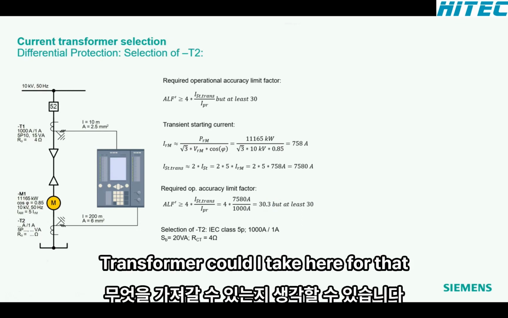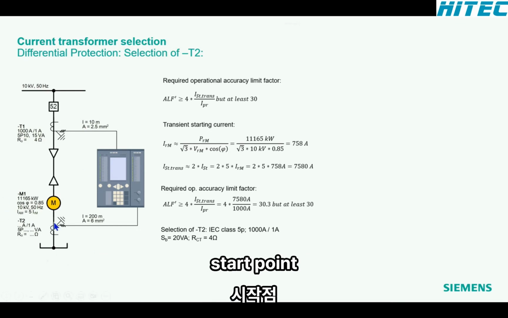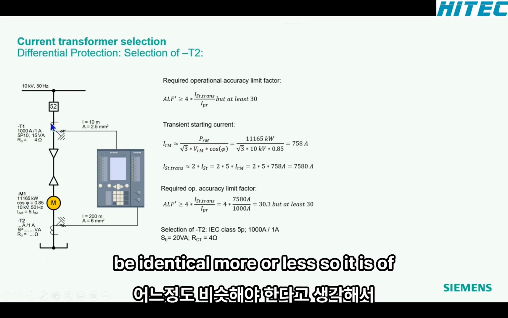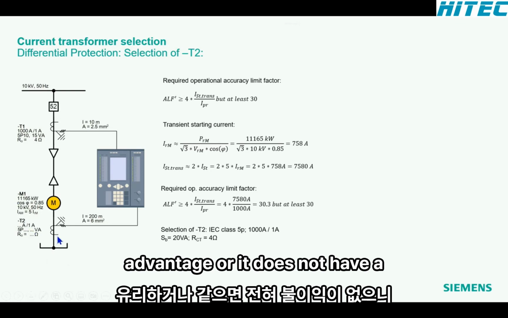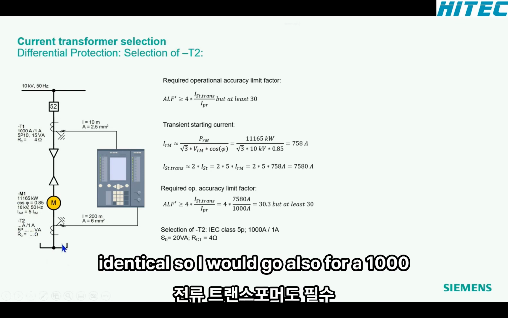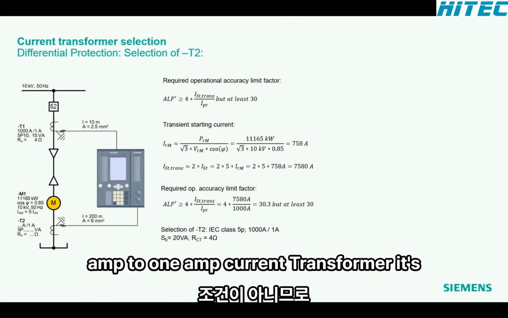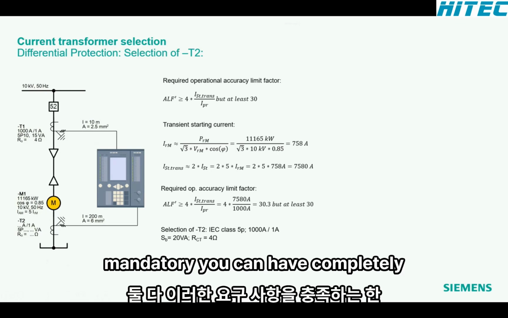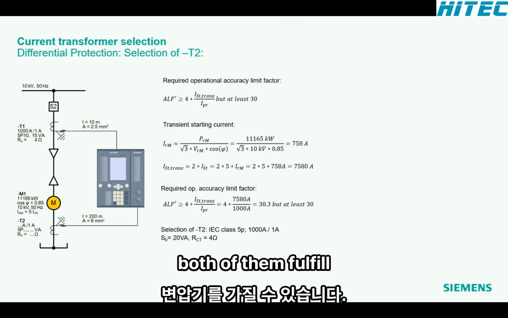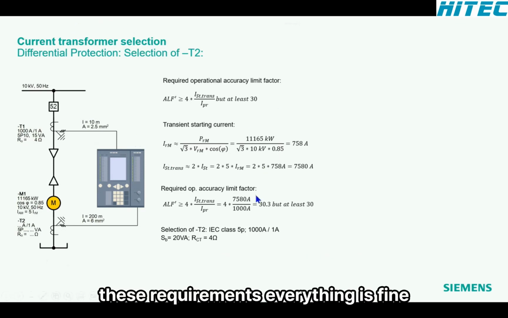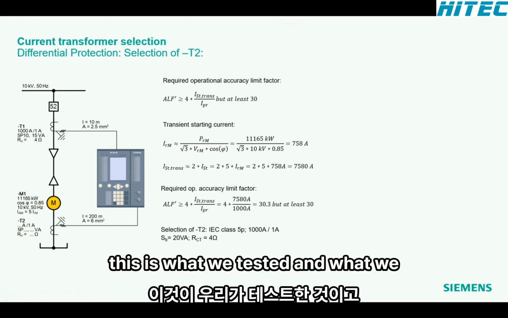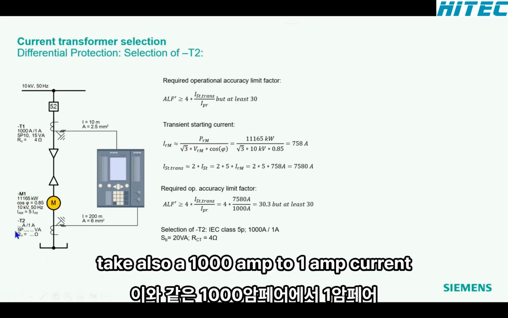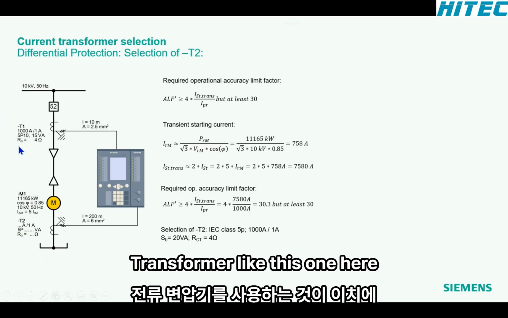Now I can think, okay, what current transformer could I take here for that start point? First consideration, they should be more or less identical. So it is of advantage, or it does not have a disadvantage at all, if they are identical. So I would also go for a 1000 amp to 1 amp current transformer. It's not a must condition, so it's not mandatory. You can have completely different current transformers as long as both of them fulfill these requirements. Everything is fine. This is what we tested and what we guarantee here. But to make things simpler, I would say it makes sense to take also a 1000 amp to 1 amp current transformer like this one here.